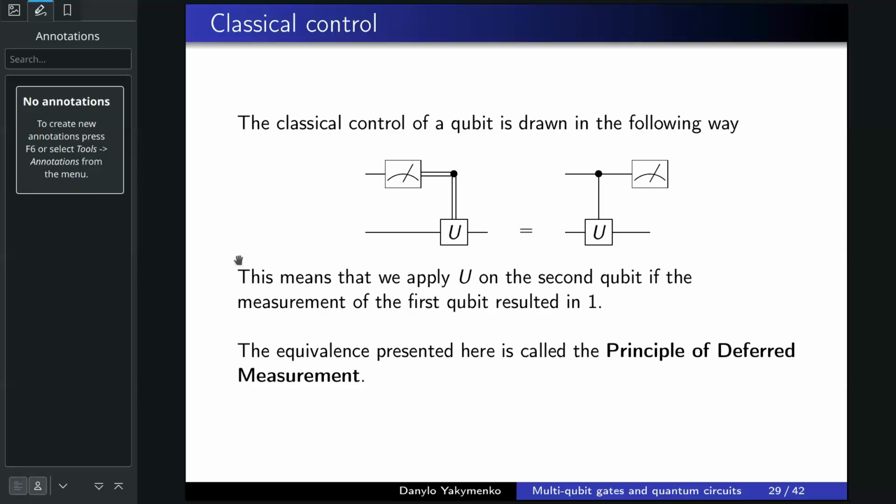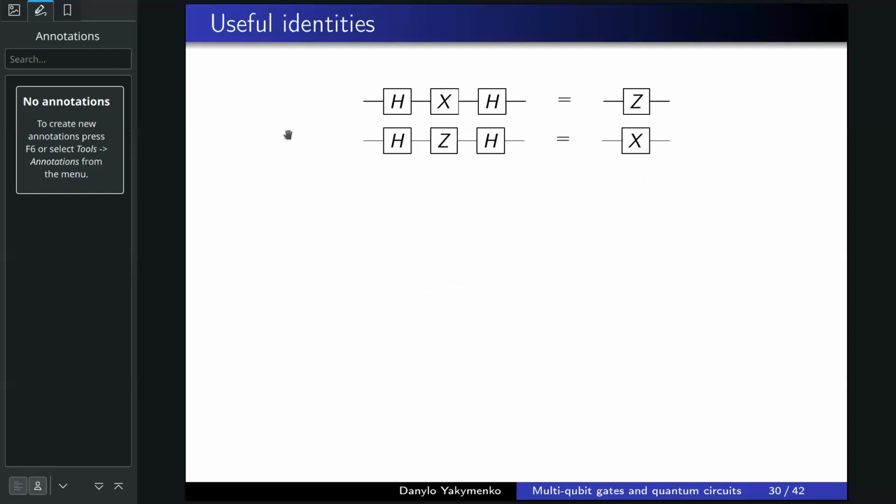Let's continue. Okay, let's now consider some useful identities.